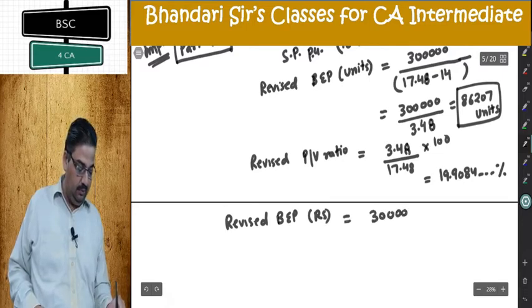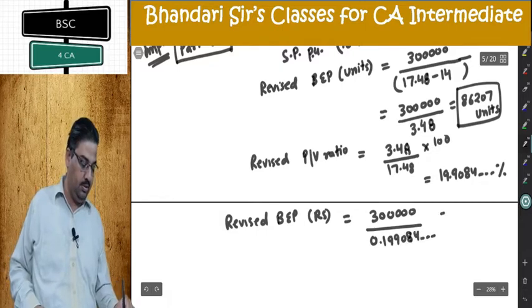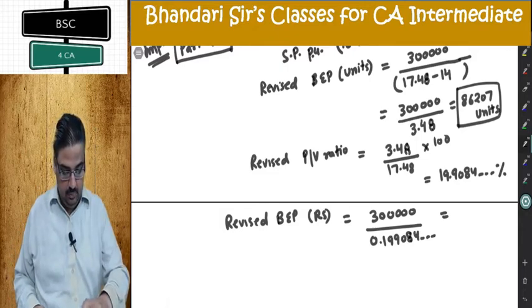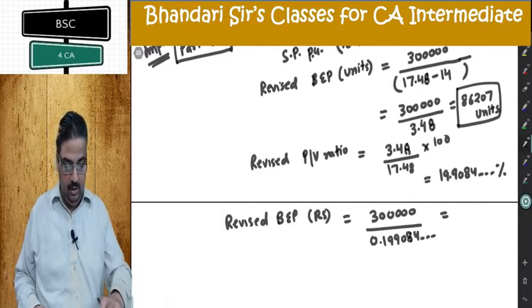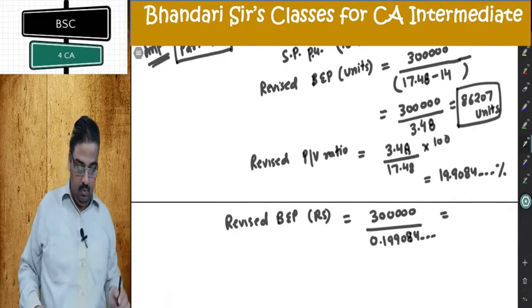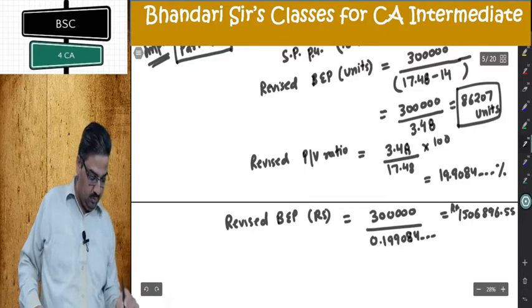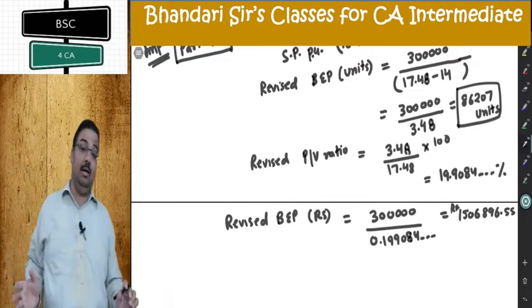Three lakh divided by 1.99084... Let us calculate this. 3 lakh divided by this figure. What I am getting is 1506896.55 rupees. This is all revised data that was being asked.